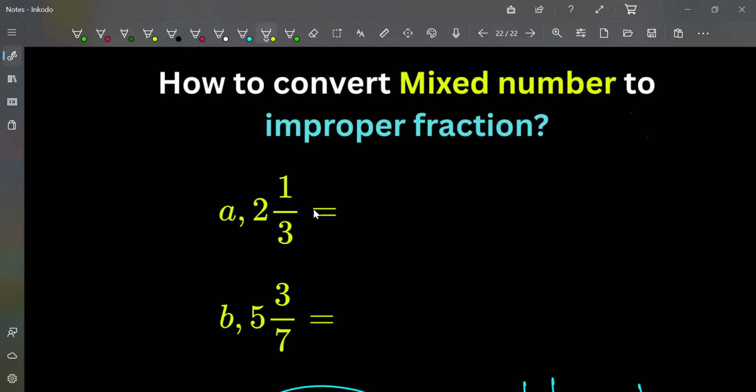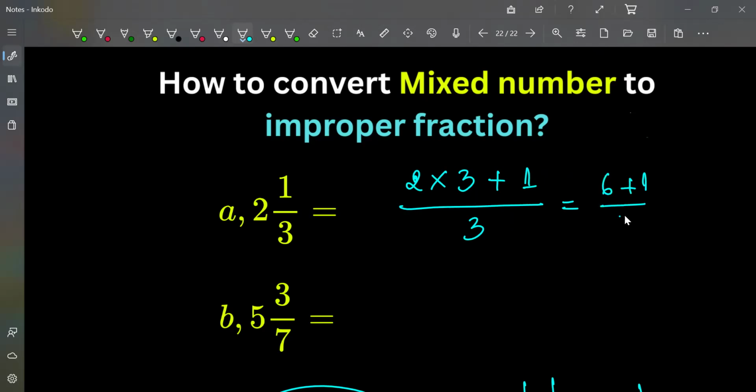So now if I have 2 and 1 over 3, if I want to convert it into an improper fraction, I need to multiply the whole number with the denominator 3, and then add the numerator 1, and divide all of this by the denominator 3. Okay, and then we can evaluate it. 2 times 3 is 6. 6 plus 1 over 3. 6 plus 1 is 7. 7 over 3. Now you see that it is an improper fraction because the numerator is greater than the denominator.